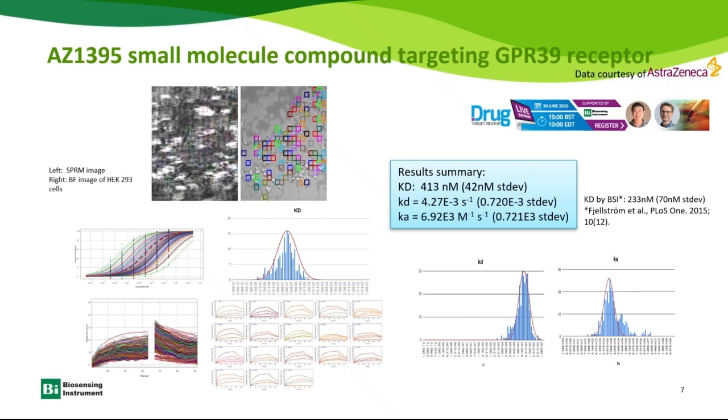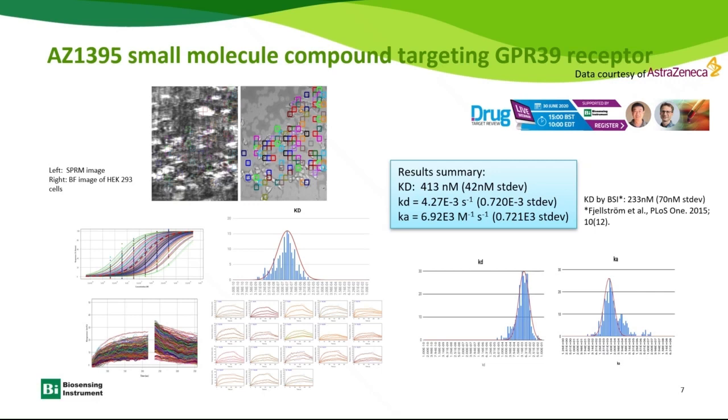Each of the colored squares on the surface reflects one of the good areas that give you good binding data. And you can see immediately the good binding data overlaps with the position of the cells very well. So this tells us we are looking at the binding happening on the cells, not on some empty areas.